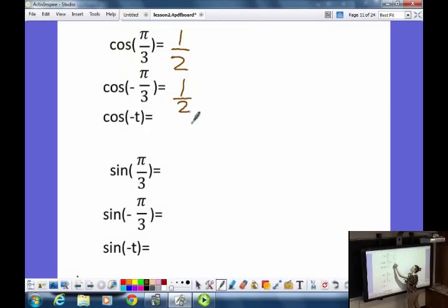Positive 1/2. So, just in general terms, if I plug in the opposite of t as my input, what's my output going to be in terms of cosine of t? If I plug in the opposite, so negative pi over 3, did I get the exact same output as I did for cosine of pi over 3? Right. So I can say cosine of the opposite of t is equal to cosine of t.